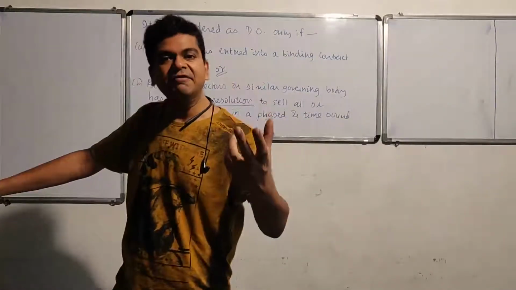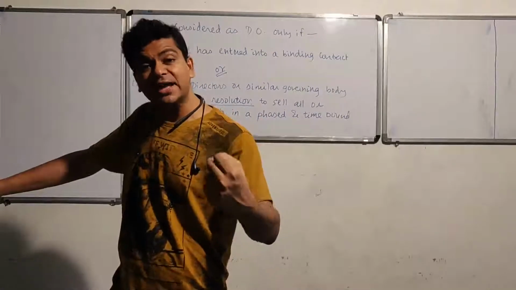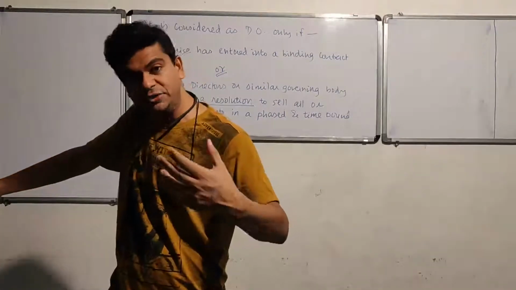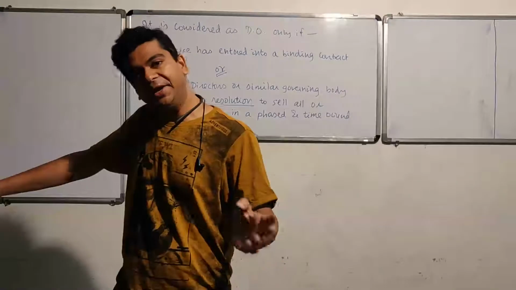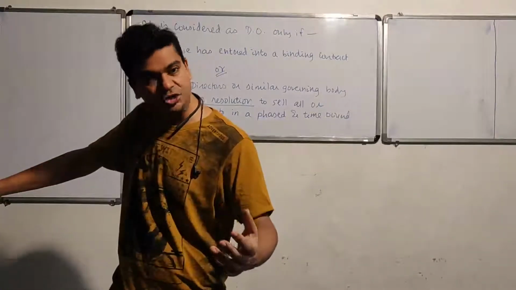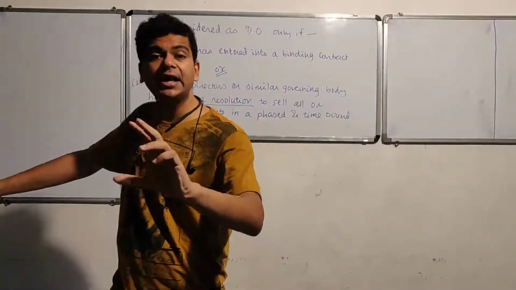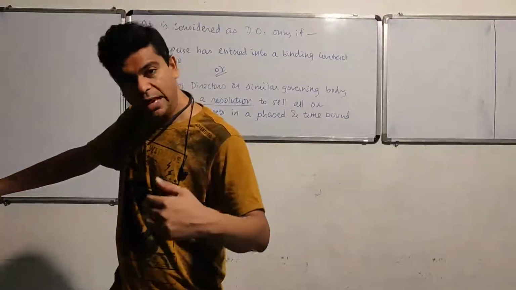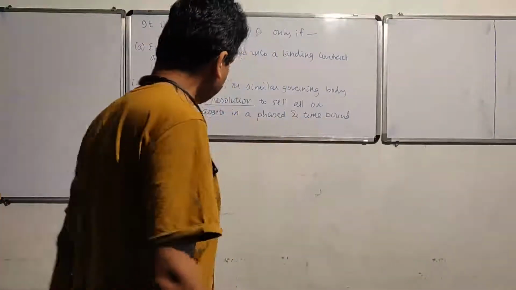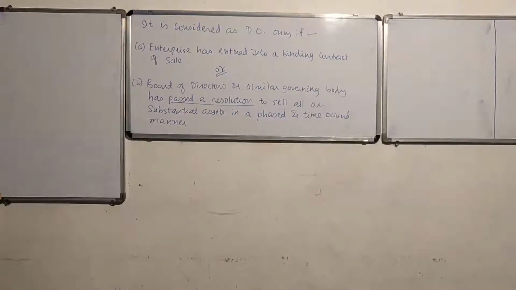So it will identify that area, then it will decide how we are going to sell this particular business. Are we selling it entirely or substantially? How long will it take for us to discontinue that business? That's the resolution that you will pass. That you will sell all or substantial assets in a phased and time-bound manner. Now we can finally say that it's a discontinuing operation.